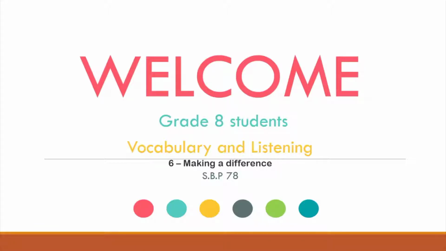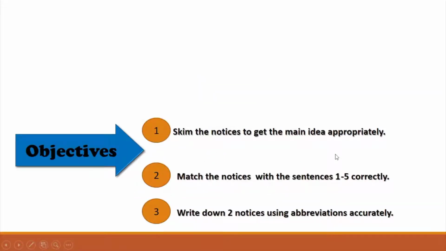Our lesson today has some objectives. So the first objective of today's lesson is to skim the notices to get the main idea appropriately. The second one is to match the notices with the sentences from 1 to 5 correctly. And the final one is to write down 2 notices using abbreviation accurately.